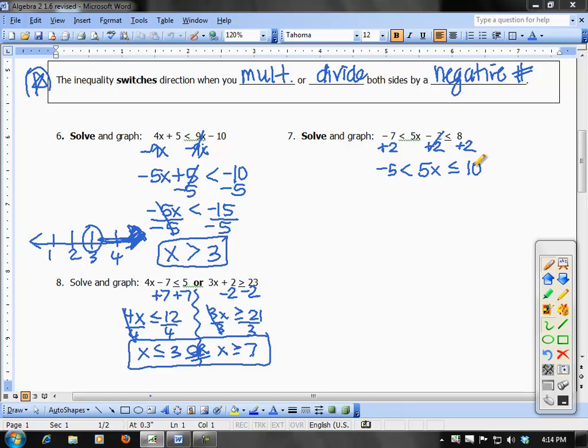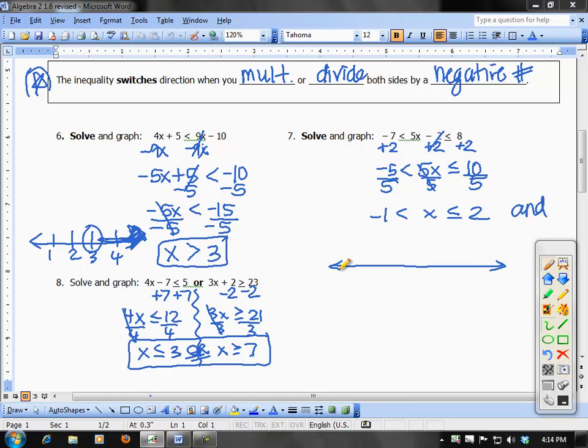Now I'm going to do the same thing again. Cover the left side of your inequality with your hand, and I'm going to divide by a positive 5. And I also have to do that on the left-hand side now as well. So -1 is less than x, which is less than or equal to 2. Now this is an and inequality because the x is in the middle.